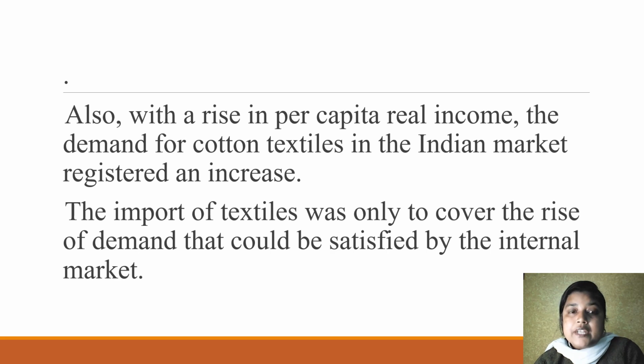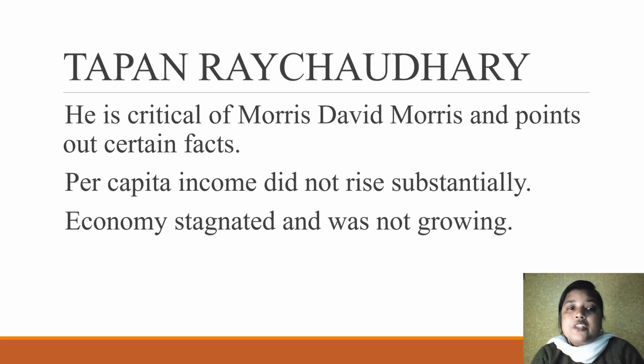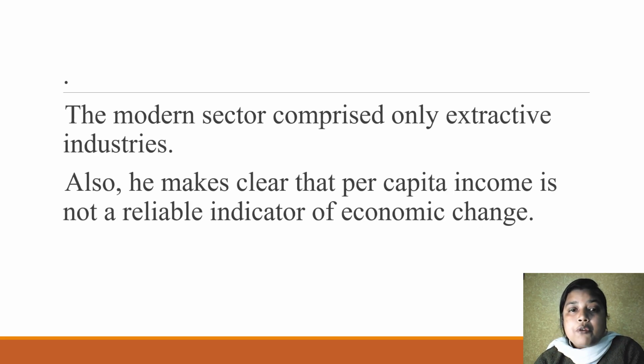The import of textiles was only to cover the rise of demand that could be satisfied by the internal market. Then we have Tapan Ray Chaudhary, who is also critical of Morris David Morris, and he points out certain facts. He says that per capita income did not rise substantially, the economy stagnated, and it was not growing. The modern sector comprised only extractive industries, and also he makes it clear that per capita income is not a reliable indicator of economic change.